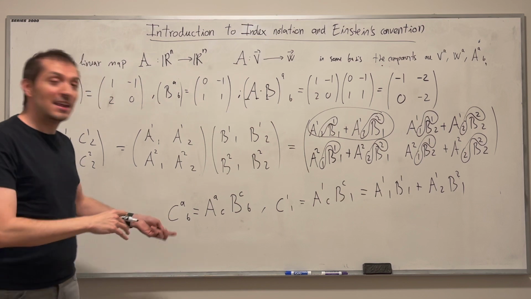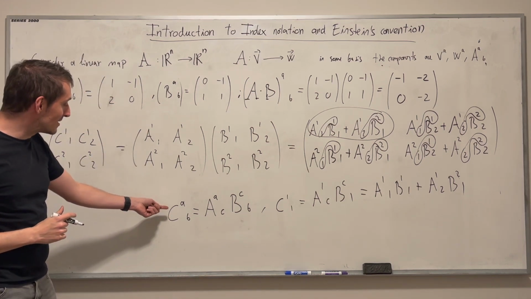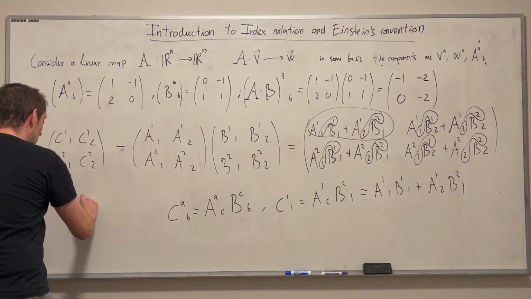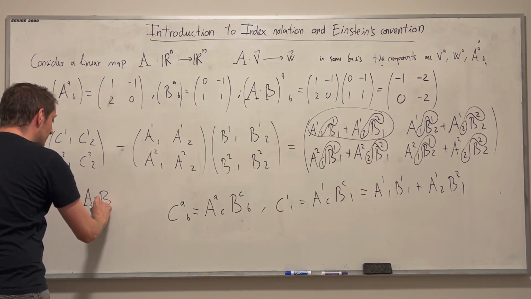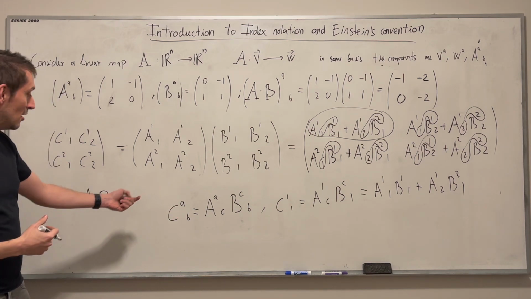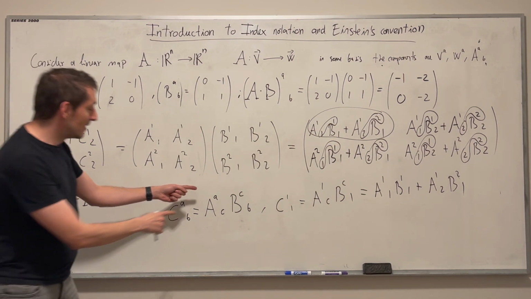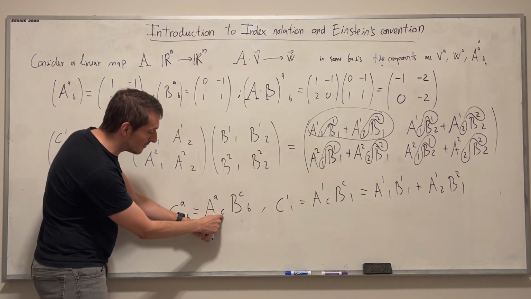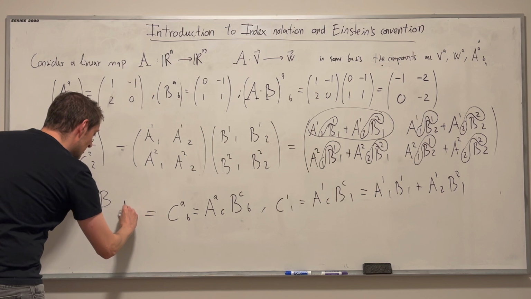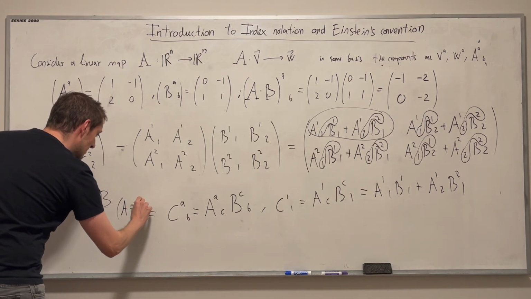I can write in arbitrary dimensions that the entry of the product C, remember that the matrix C is the matrix product of A and B. Okay? So the matrix elements of C are given by the contraction of the second index of A and the first index of B. These things are the components of A times B, components AB.